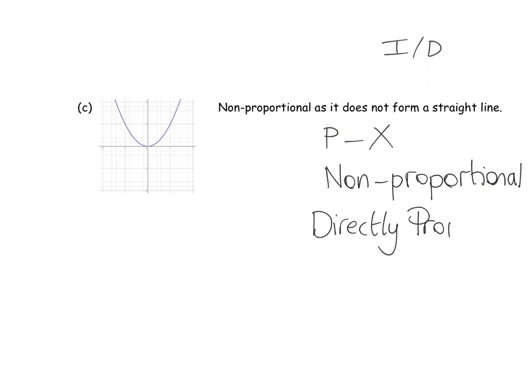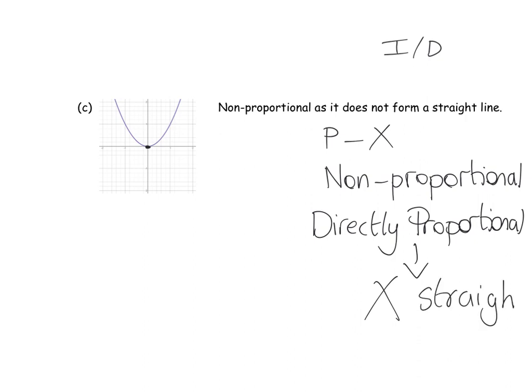Now, remembering again that for a function to be directly proportional, it needs to go through the origin. And as we can see here, this definitely does go through the origin, but it's not a straight line. So there's two criteria to be directly proportional. The first one being that it needs to be a straight line, and the second one being that it needs to go through the origin.